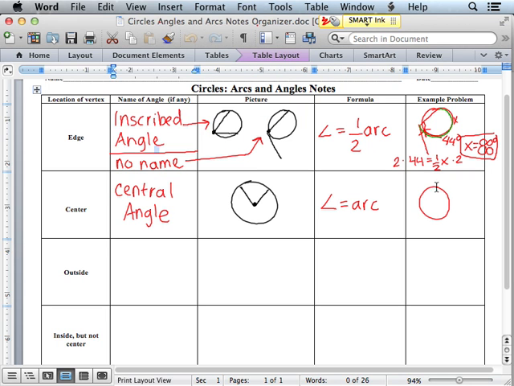Here's my picture. My angle's on the center. Let's call this angle X, and let's call this 95 degrees. Well, it's super easy. X equals 95 degrees. Okay, these are very simple examples, but you'll see some more complicated things in your homework.